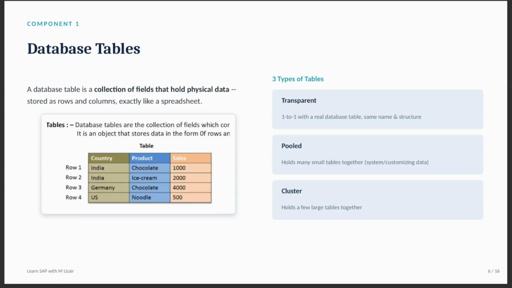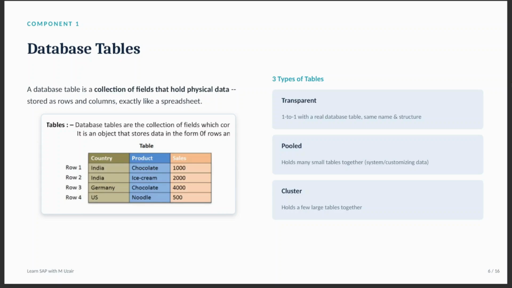If you are not familiar with the computer side, then don't worry about this. We will be covering it further in detail. Okay, let's take an example. You see here the country, product, and sales. Now SAP has three types of tables.